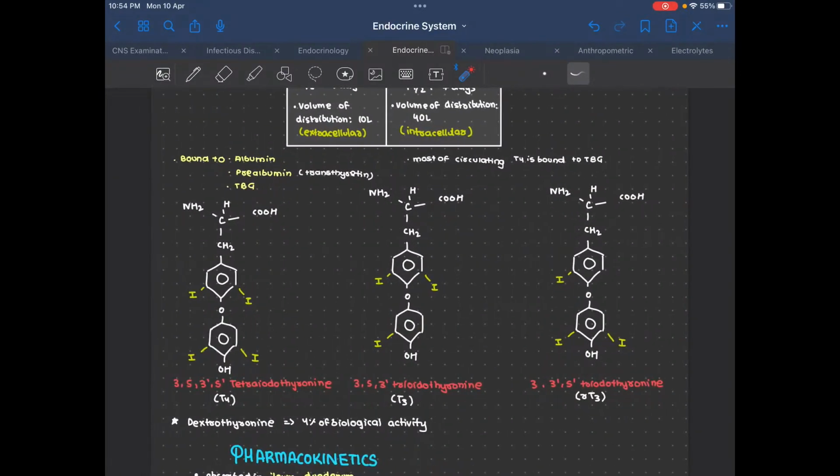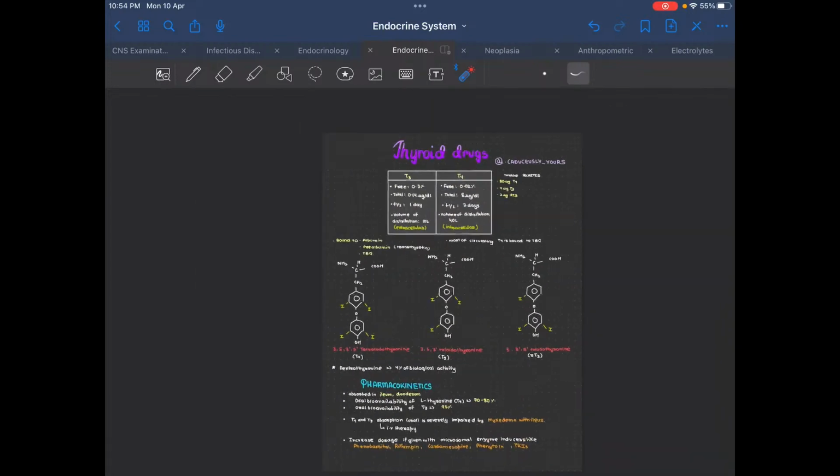So as we saw about T3 and T4, just see the structure. T4 mainly is written as 3,5,3 prime, 5 prime tetraiodothyronine. So there are 4 iodide molecules attached at 3, 5, 3 prime and 5 prime. इसी के accordingly we also have T3 जिसमें it is 3, 5, 3 prime triiodothyronine, and reverse T3 is the opposite of it. ठीक है?